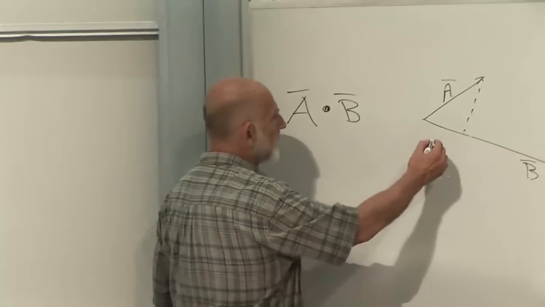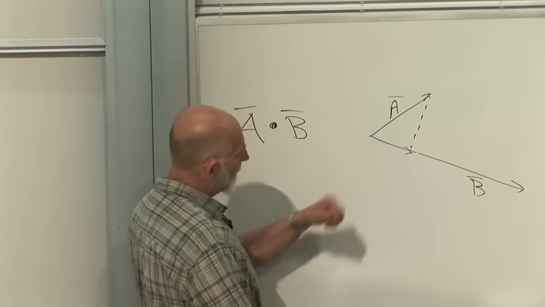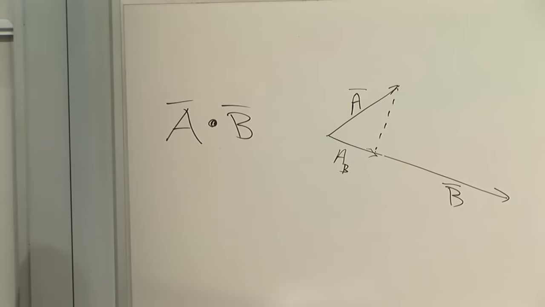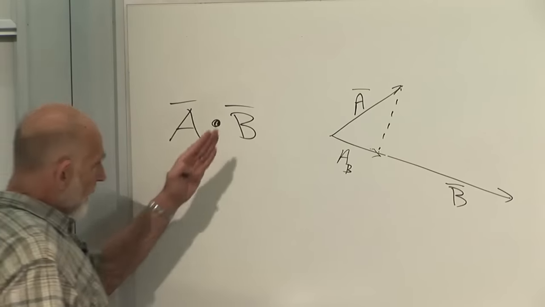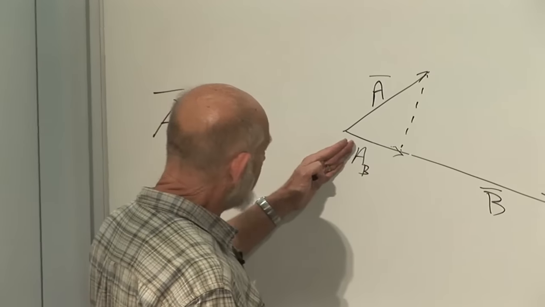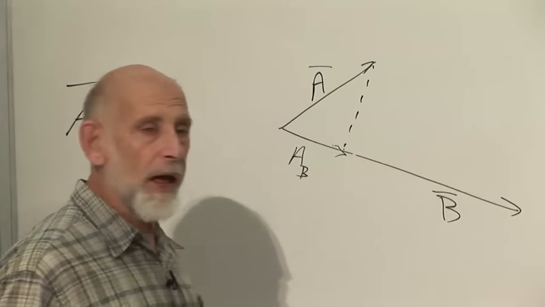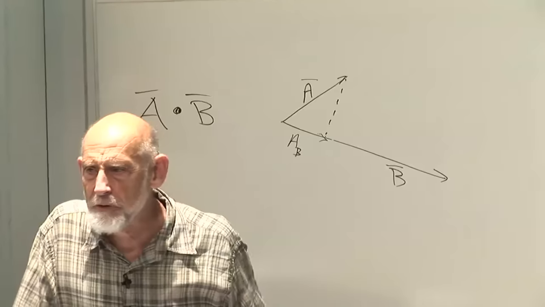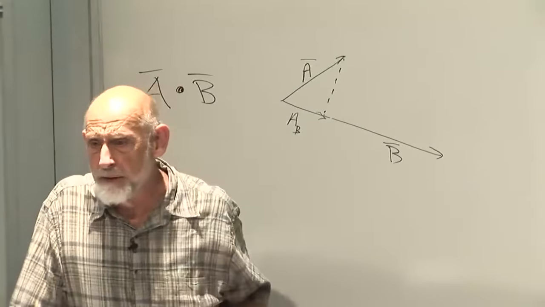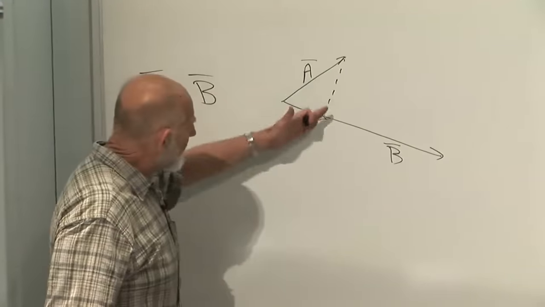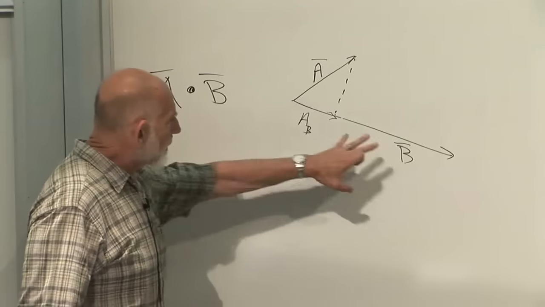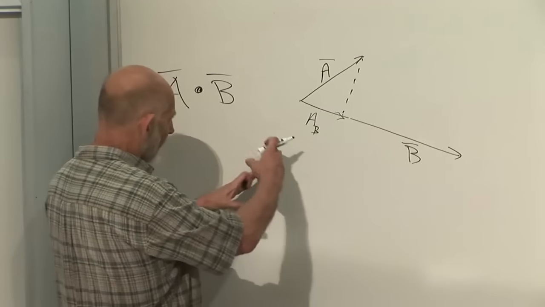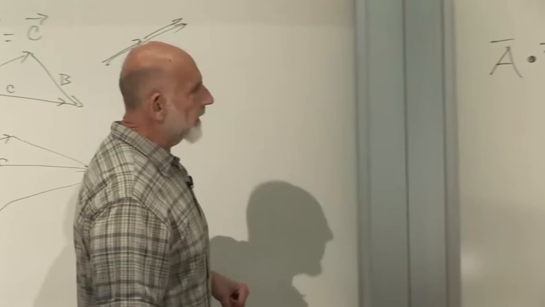And now you take the length of, let's call this here, A sub B, the component of A along the B axis. You take the component of A along the B axis and you multiply it by the component of B along the B axis. What's the component of B along the B axis? It's the magnitude of B, all right? So you multiply them, and that's called the dot product. And I'll write it out in a minute more definitely.